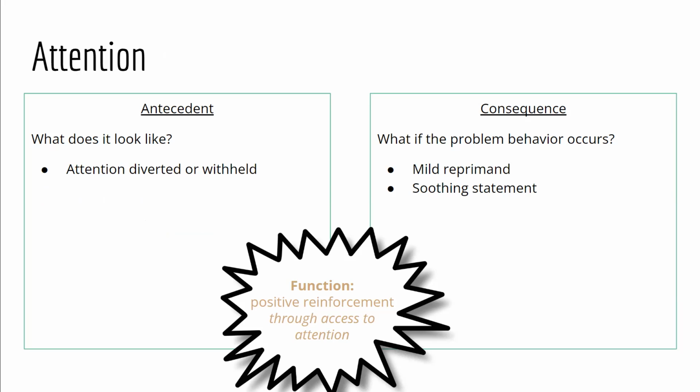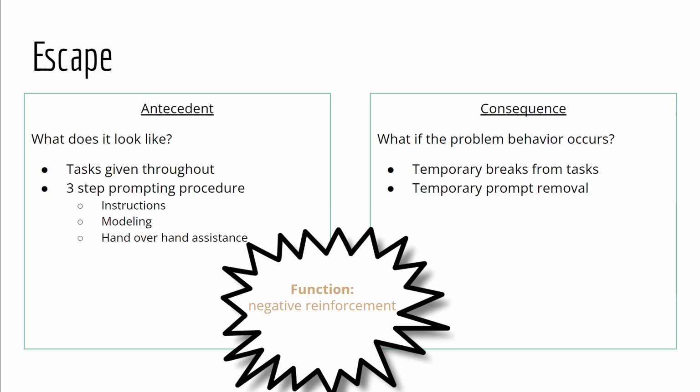The next condition is the attention condition. And in this condition, attention is withdrawn and diverted. So there is very limited attention in this condition. Now, if a problem behavior occurs in the attention condition, well, we would reprimand it mildly and offer a soothing statement, such as, you may hurt somebody if you do that. If we notice that the attention condition shows a large display of problem behavior, well, we can consider the function to be positive reinforcement through gaining access to attention.